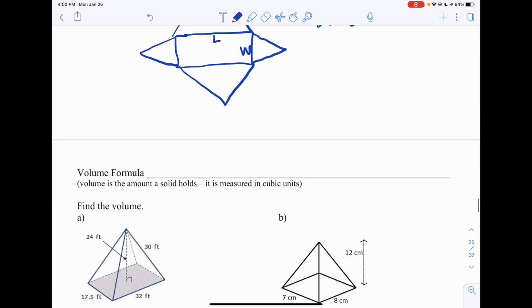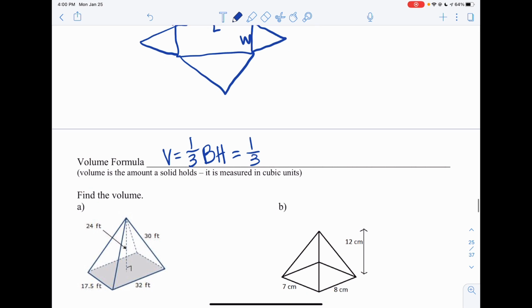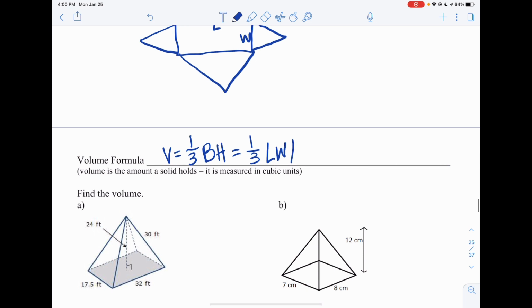All right, now moving to volume. So our generic overall volume that we have for pyramids is 1/3 times the base, which is the area of the base that we have, times the height. And if we're getting a little bit more into specifics, we have 1/3 times the length and the width, which is how I find the area of a rectangle, times the height of my pyramid.